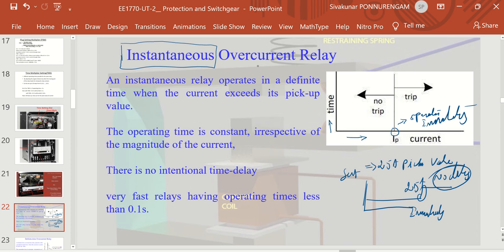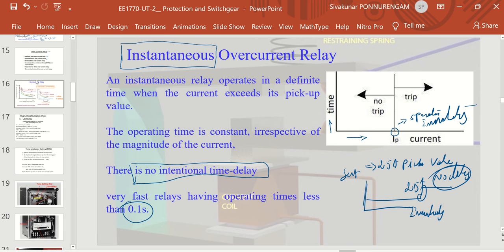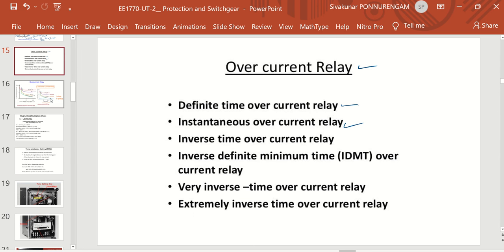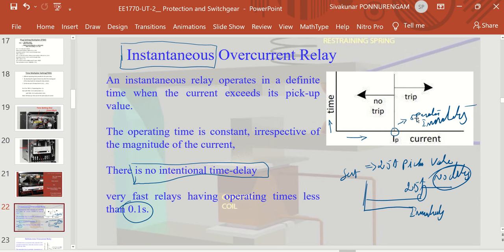Immediately the relay starts working. So this is called the instantaneous overcurrent relay. The relay operates as soon as the current exceeds the pickup, so there is no intentional delay in the system. It is very fast, and the operating time is less than 0.1 second. These are its characteristics.